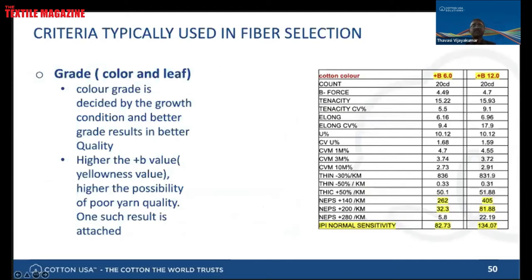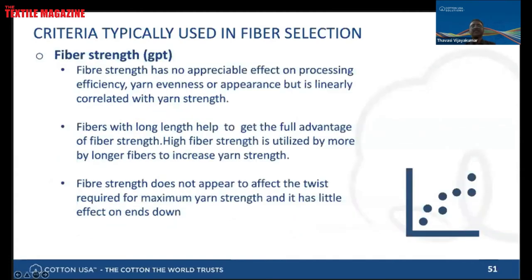But there is no major impact in other parameters. Fiber strength, we all know it is very important, especially when it comes to weaving yarn. But there are a lot of misconceptions. Fiber strength has little impact on ends down. So people think when I have a very good fiber strength, my yarn breaks will come down. There is no correlation. Similarly, fiber strength does not appear to influence the twist required for maximum yarn strength. So it's basically decided by fiber length and micronaire.